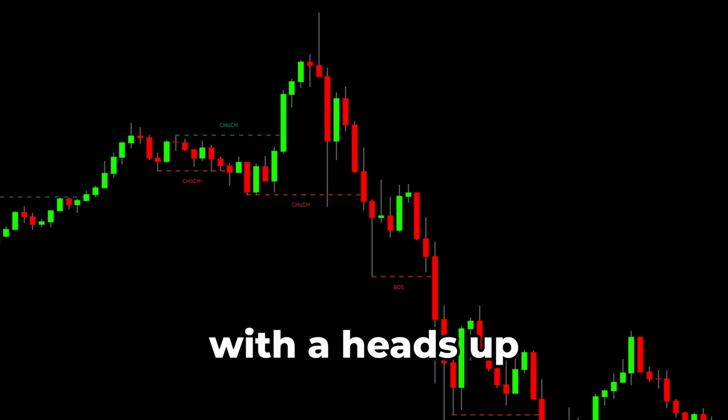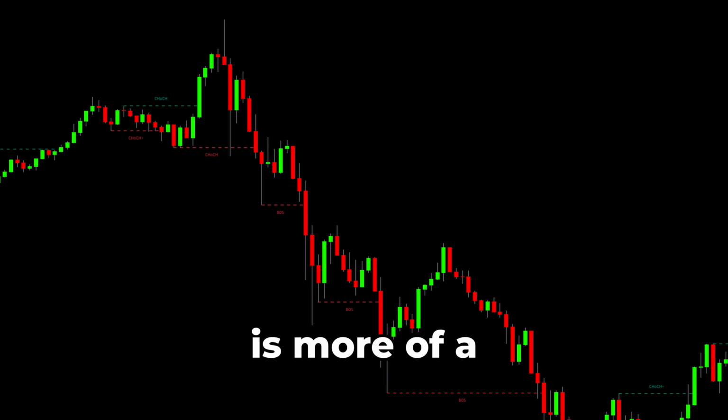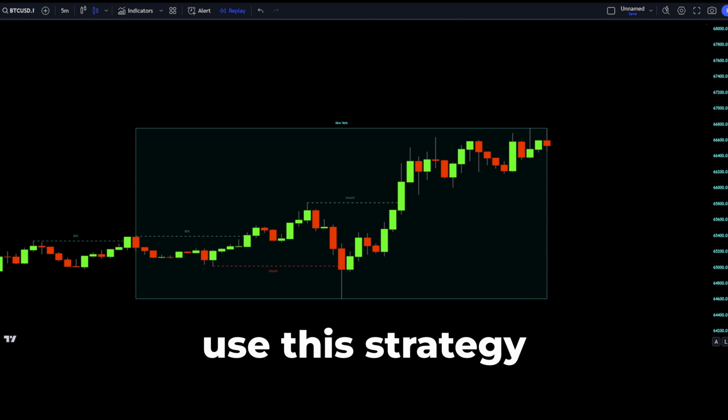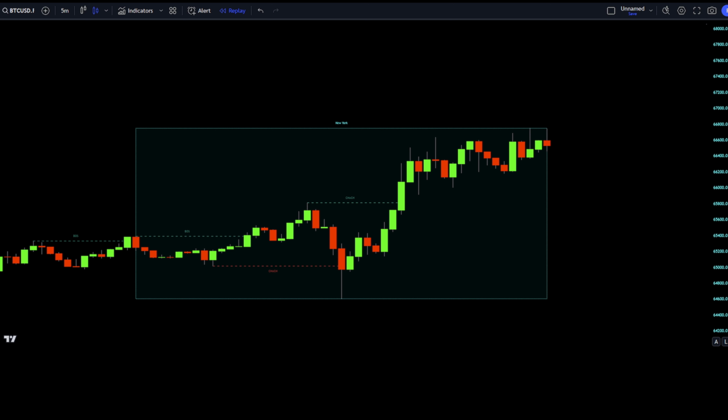So chock plus comes with a heads up, while a normal chock is more of a surprise move. Now let's dive into the exciting part, understanding the trading rules so we can use this strategy to make some nice profits. We'll start with the criteria for entering a long trade. There are two conditions only that need to be met for a long entry signal to be considered valid.